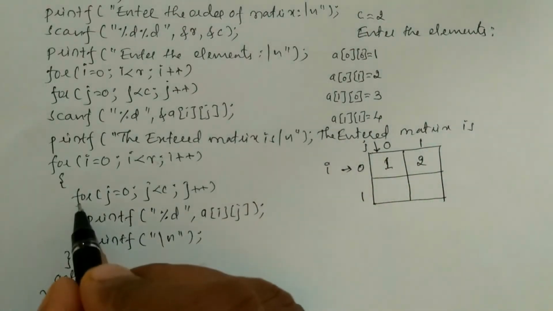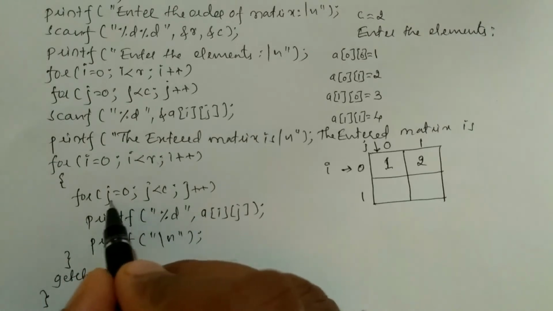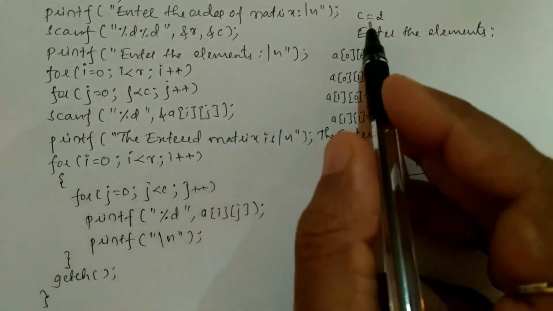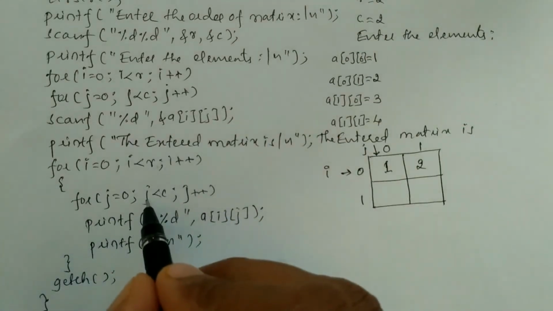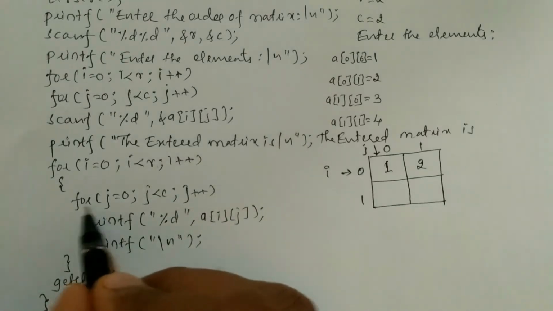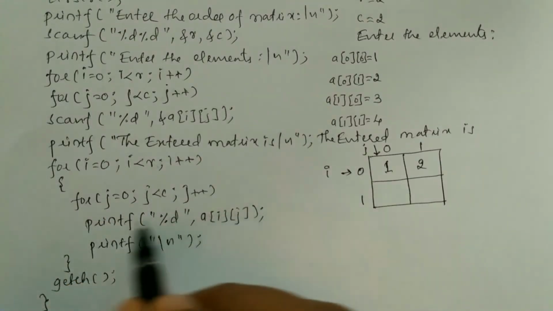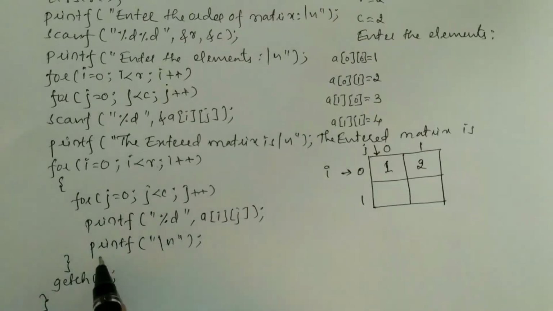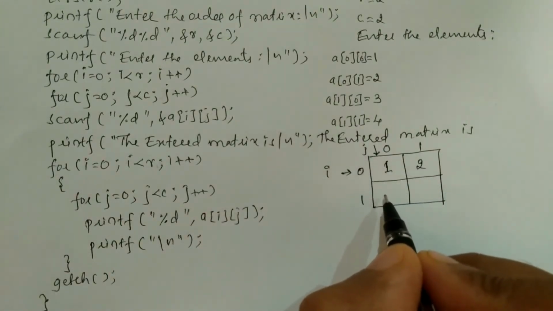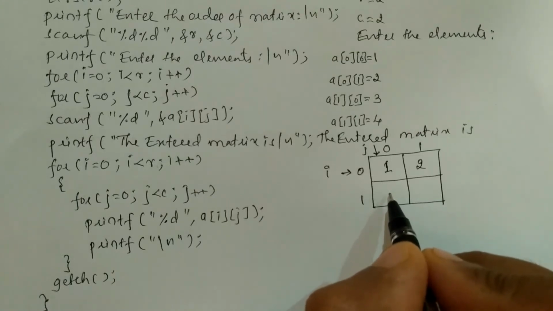Again, control transfers to inner for loop by incrementing the value of j by 1. So now j value is 2. 2 is less than, column is what? 2. Is it true? No, it is false. 2 is less than 2? No, false. Correct? Yes. If it is false, then this particular printf statement will not get executed. It is going to execute the next statement, printf backward slash n. So what it does, it is going to bring the cursor down to the next line. So the next element will be inserted over here.